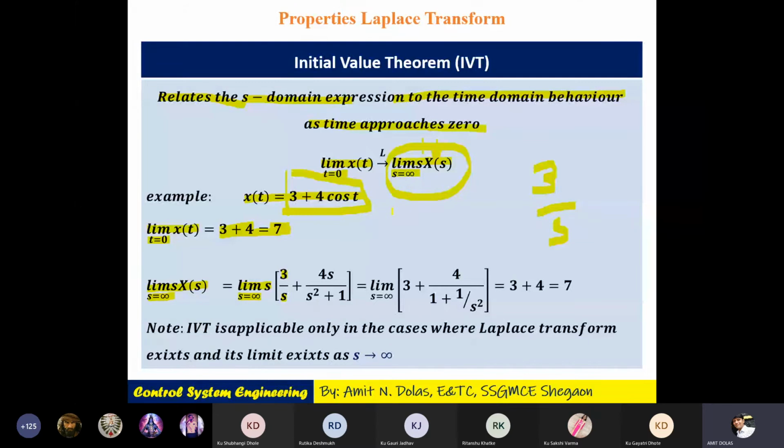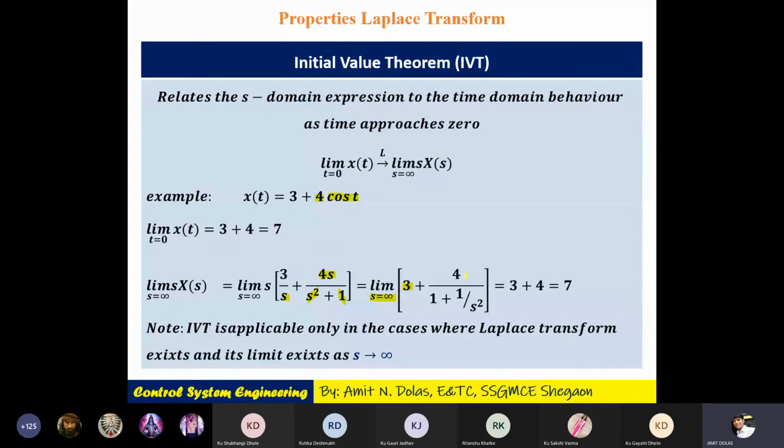What is the Laplace transform of cos? For cos omega t, it will be s upon s square plus omega square. What is omega here? Let me clear the highlights. Here omega is 1 in cos t, and 4 is a constant. So you can see here 4s divided by s square into 1 square, and 1 square remains 1. So the Laplace transform of cos is s upon s square plus omega square, and I have 4s upon s square plus 1. I put the limit, with infinity in place of s.